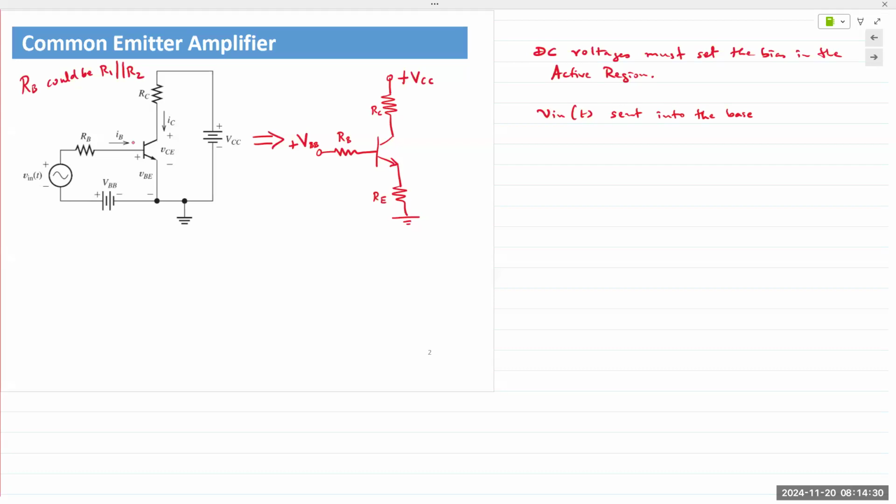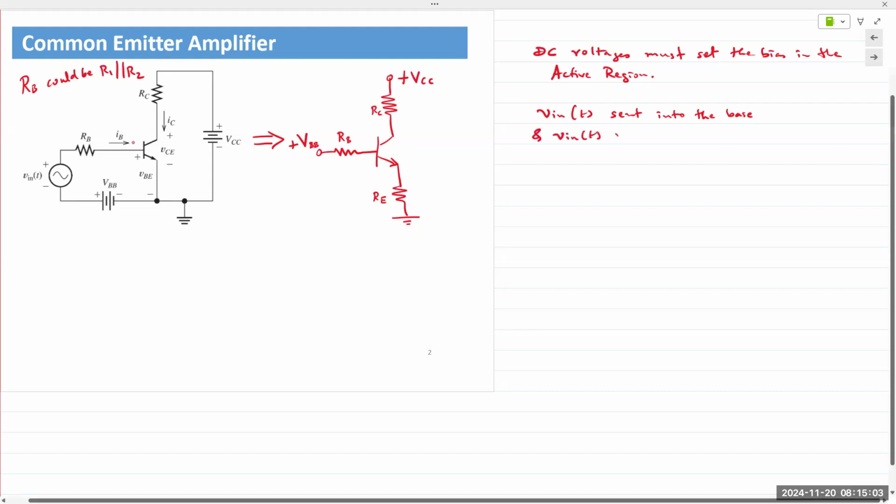Okay, so the AC input signal must be small. If it's large, then you would have either cutoff or saturation. Either the positive or the negative peak of the signal would get cut off at the output. So the signal must be small. We'll see all of that in the next few slides. So the input is sent into the base, and that input must be small.